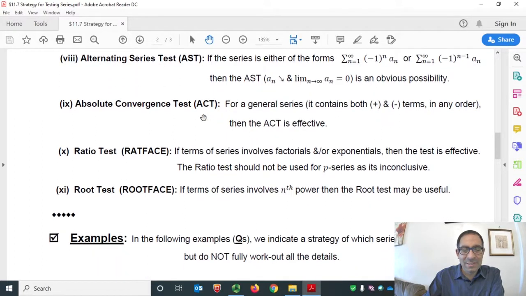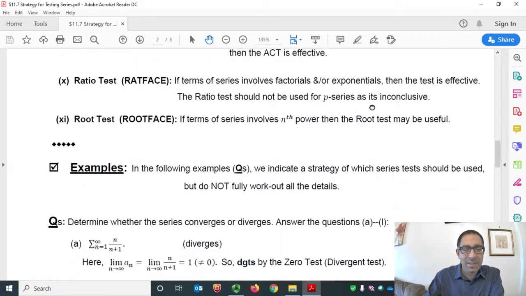Absolute convergence test. For a general series, that is a series containing both positive and negative terms in any order, the absolute convergence test is effective. Ratio test. If terms of the series involve factorials and/or exponentials, then the test is effective. The ratio test should not be used for a p series as it's inconclusive. Root test. If terms of the series involve nth powers, then the root test may be useful.